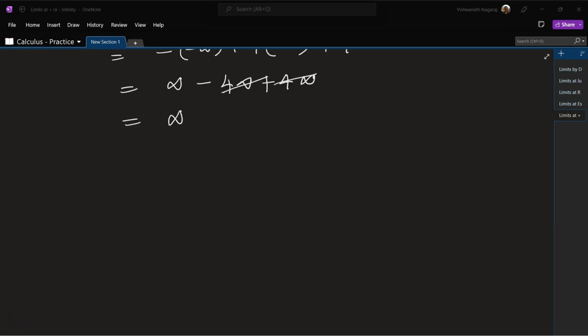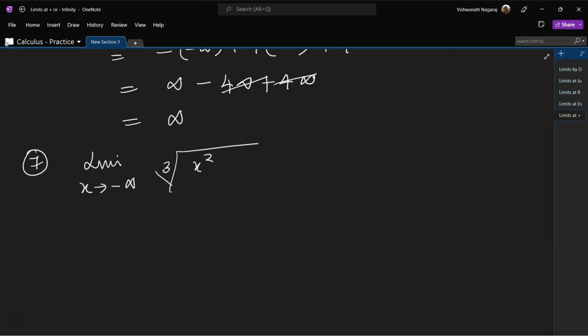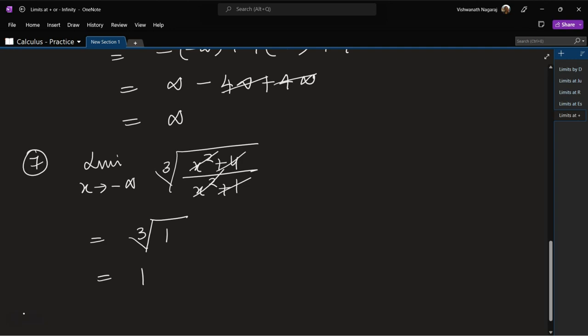Let's change gears. Seventh one, limit as x approaches minus infinity of the cube root of x square plus 4 by x square plus 1, right? So again here 4 has no impact on this addition, 1 has no impact on this addition with infinity. So x square gets cancelled. This becomes a cube root of 1, which is equal to 1, right? So again be very clear what I'm doing here.